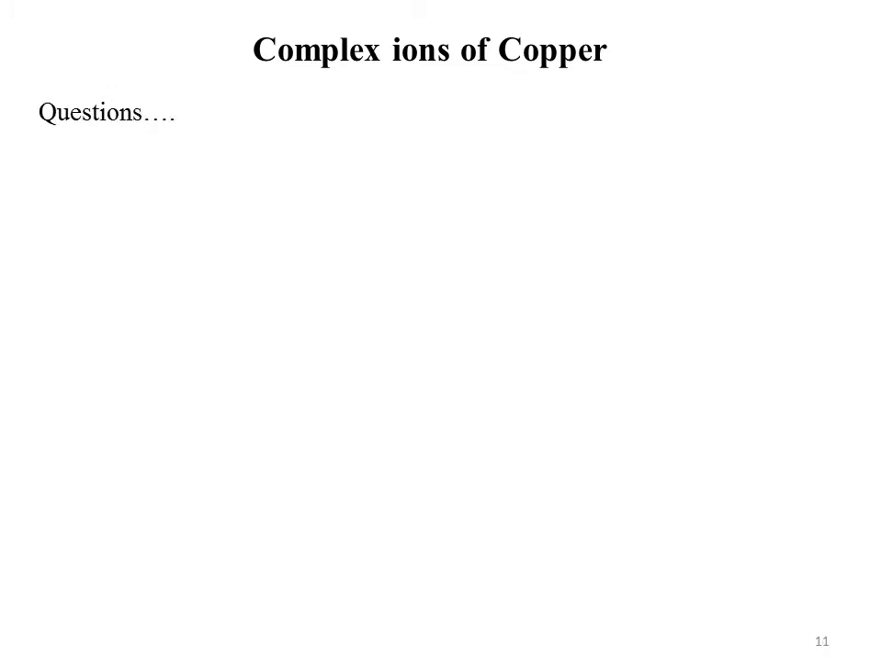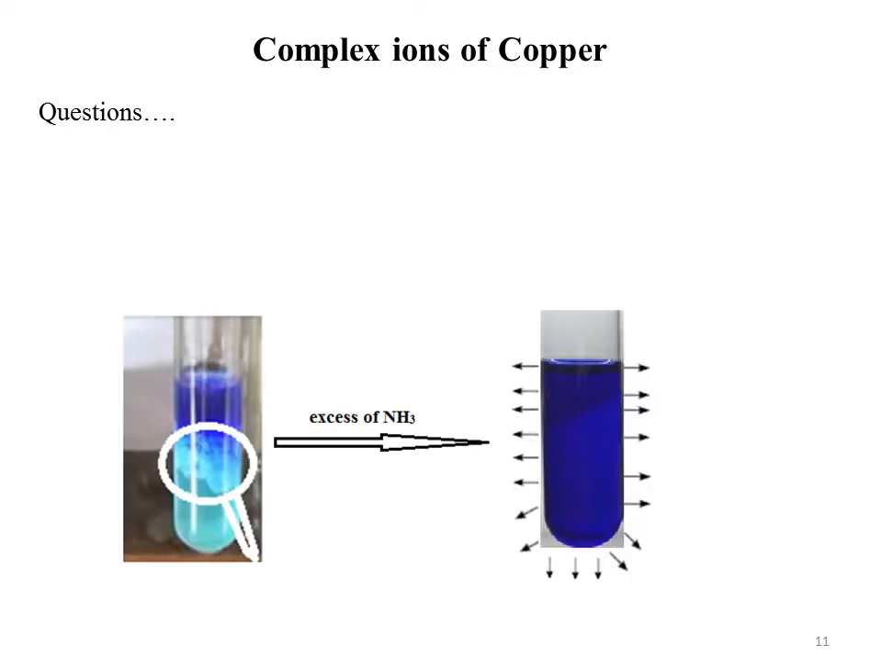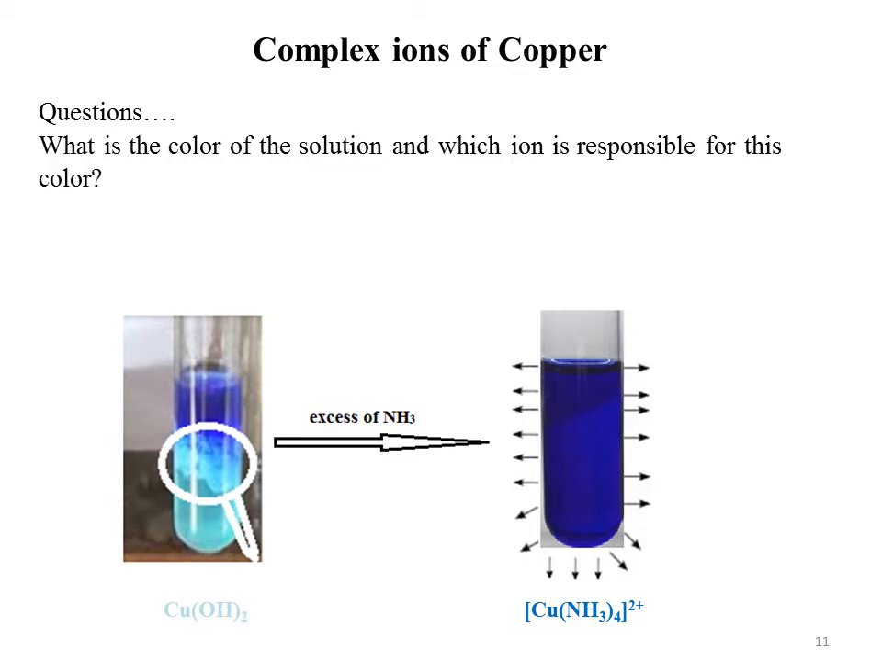Proceeding towards the question regarding the last points, you saw that bluish white precipitate transformed to the royal blue clear solution that was of tetraamine cuprate(II) ion in excess of ammonia. Now you can easily answer this question: what is the color of the solution and which ion is responsible for this color? The next question: what are these arrows indicating in the picture below?